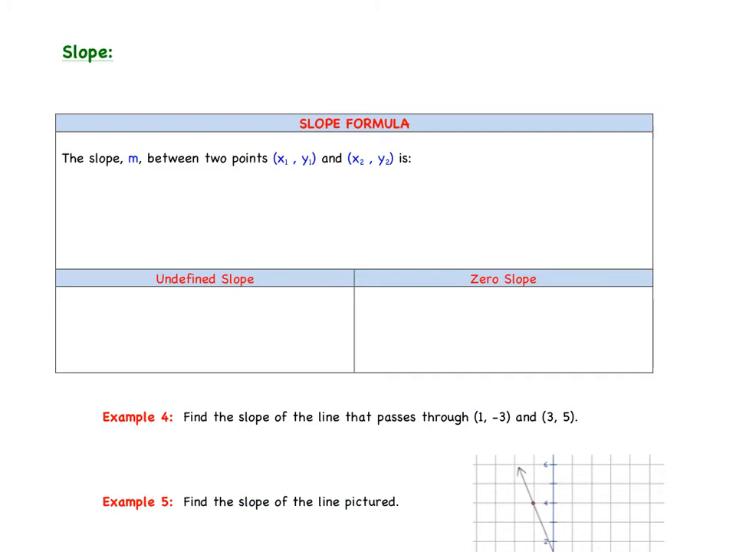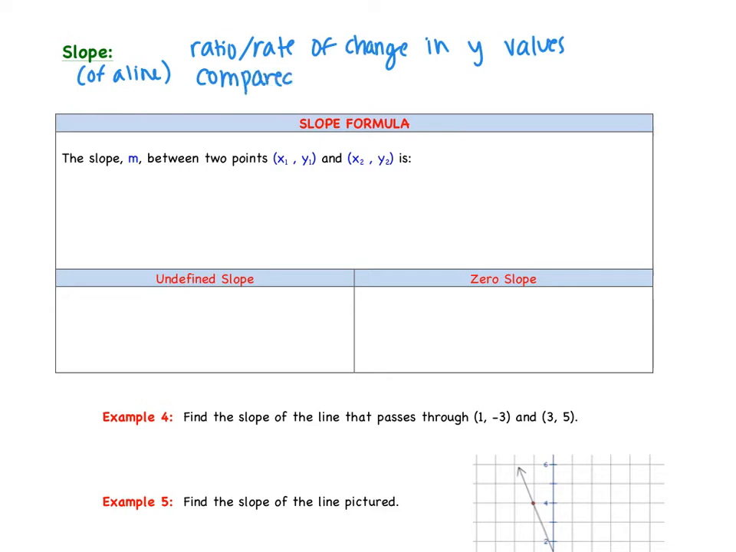Okay, so now we're going to talk about slope. This is really the slope of a line. Slope is the ratio or rate of change in y values compared to the rate of change in x values.